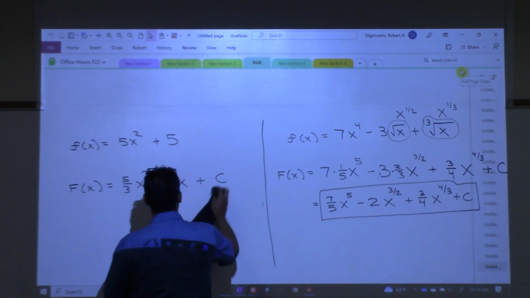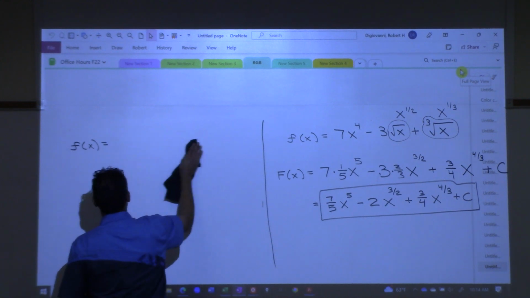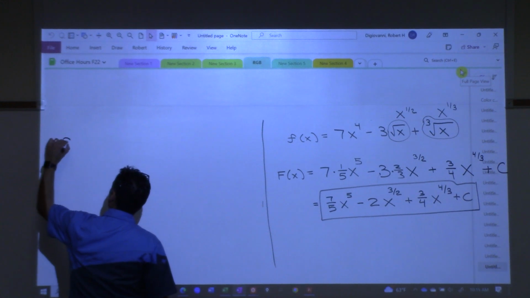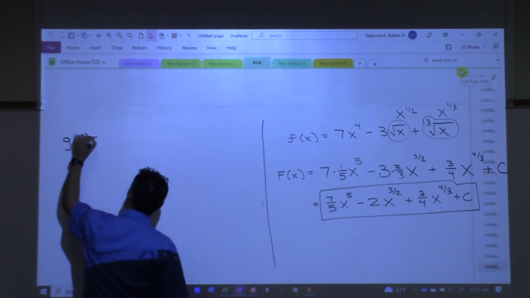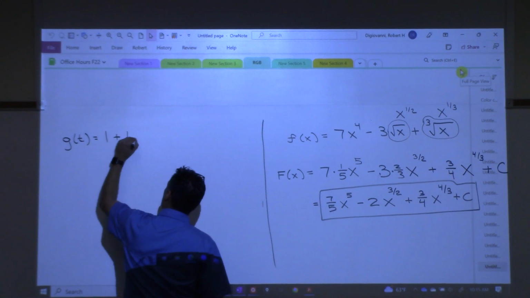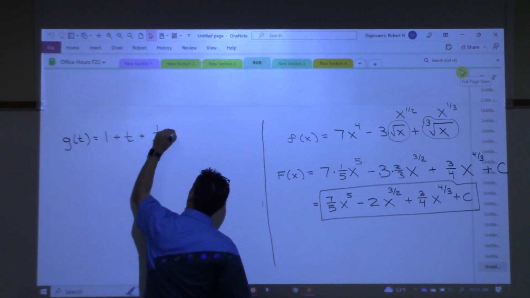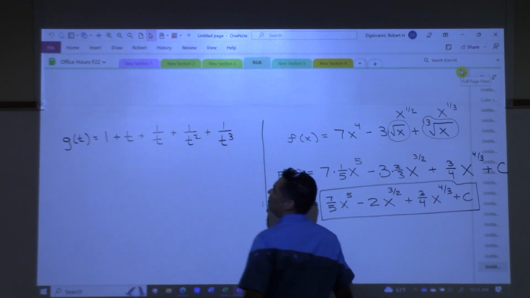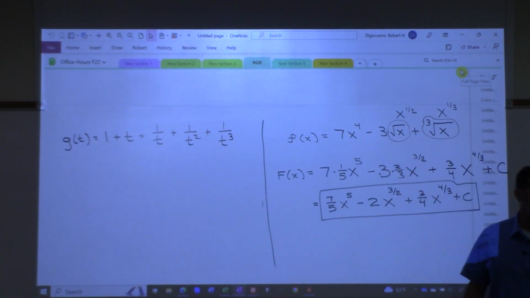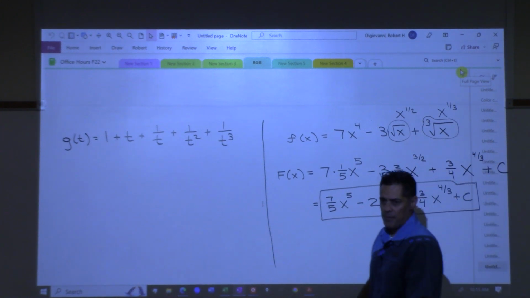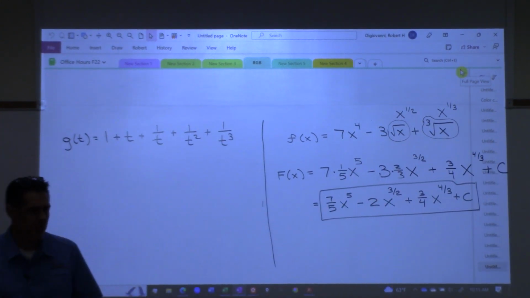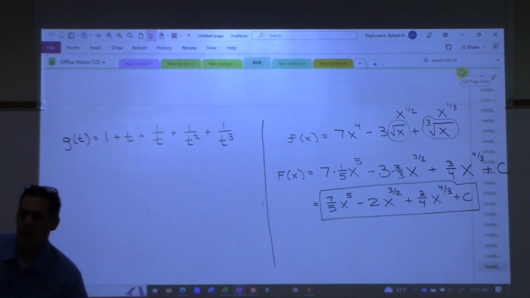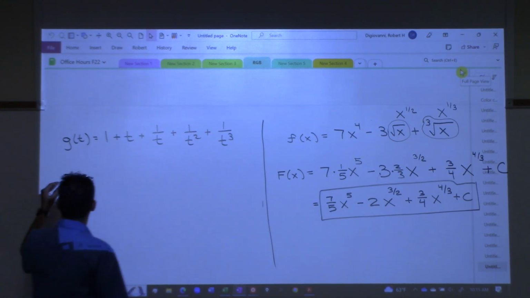How about this one? Let's use a different variable just to make things look worse. Okay, how about g of t, little g of t, equals 1 plus t plus 1/t plus 1/t squared plus 1/t cubed. We want to find capital G of t.